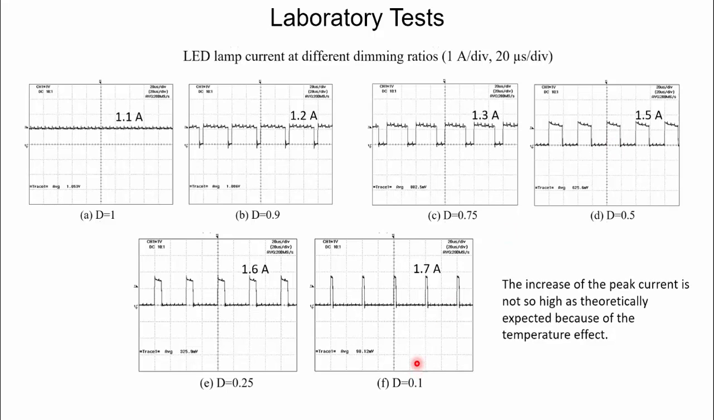We can reach a dimming duty cycle of 0.1 with a very small value of the average current and very quick on and off transitions. Regarding the peak value, we can see that here it is around 1.2 amperes and the peak value is increasing, but we are not reaching such high values as in the case of the simulation, and this is due to the thermal effect that we have explained before. So the maximum value of the peak current is 1.7 amperes. So this is good for the dimming operation of switch capacitor converters.